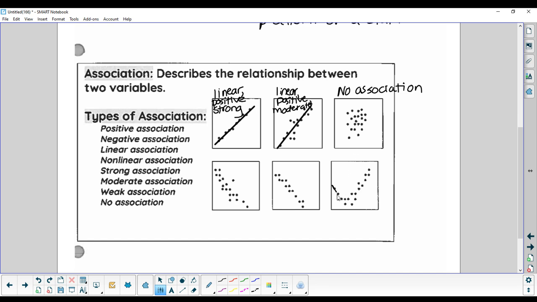Versus the one on the bottom here, this one does appear to have a bit of a pattern. It's just a non-linear pattern. So we would call this nonlinear, and I would probably call this strong or moderate because the points do follow a pattern closely. It just is a nonlinear pattern.